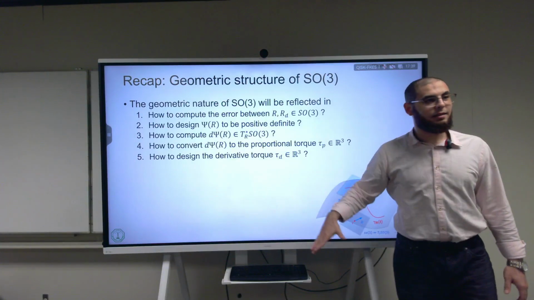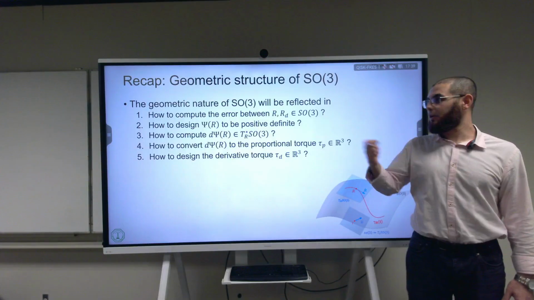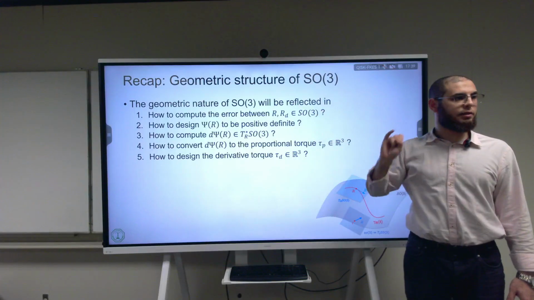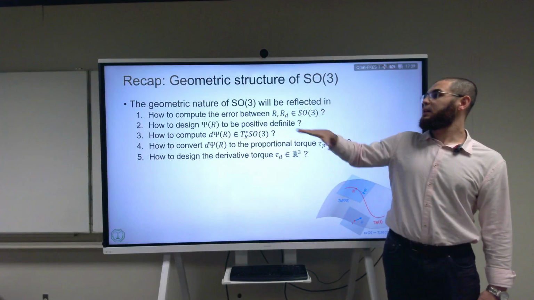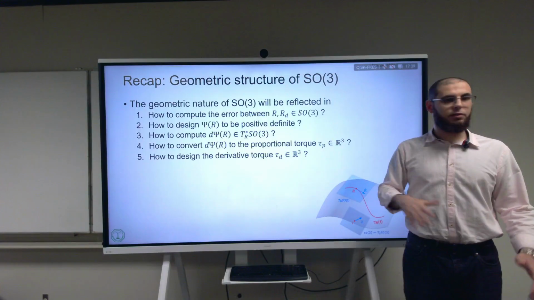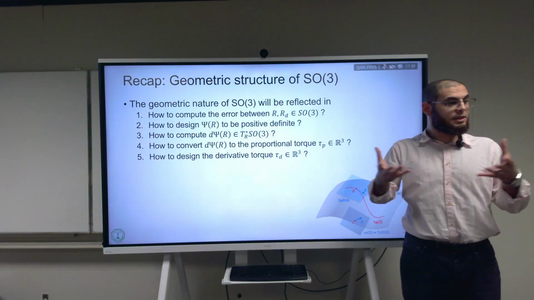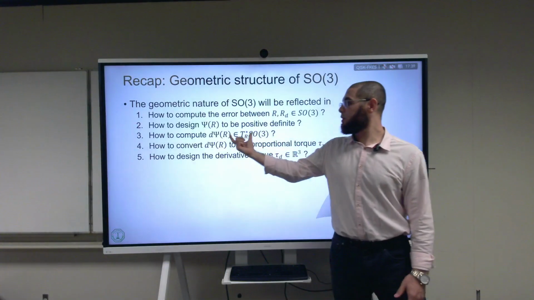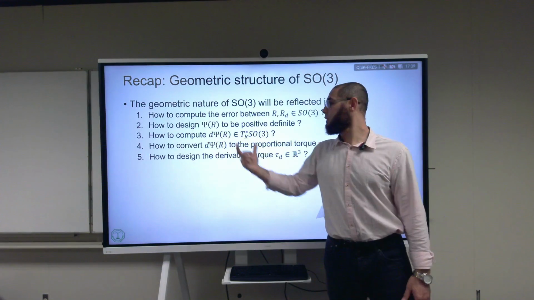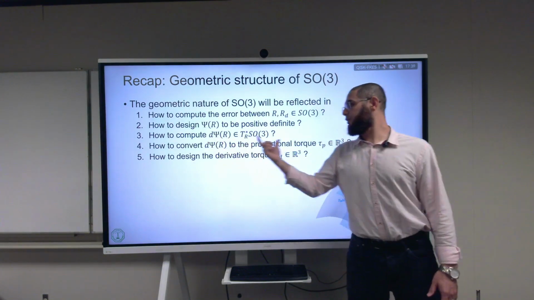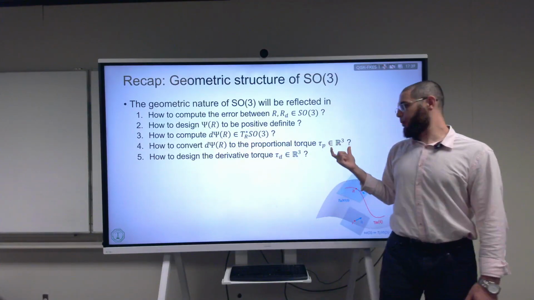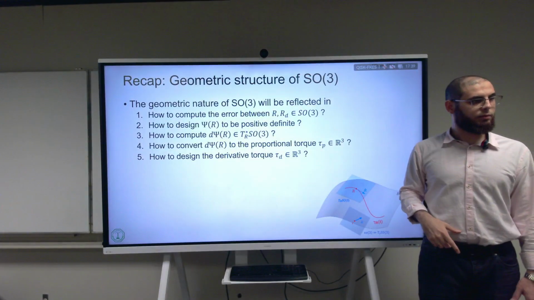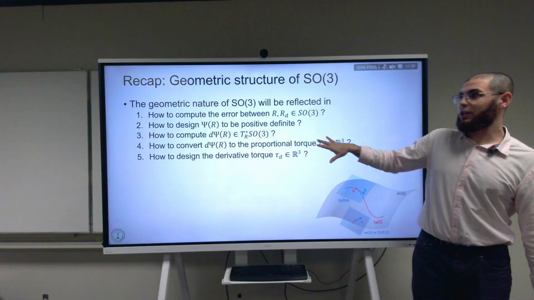So this is the recipe to design the controller. We need an error between R and R desired, that's one thing. We need to define a positive definite function, psi of R, that characterizes this to be an error function. And then we compute the differential of that function. And then after that, we convert the differential to a proportional controller. And after that, we design the derivative controller. Okay? Make sense? The first two, we already finished last time.